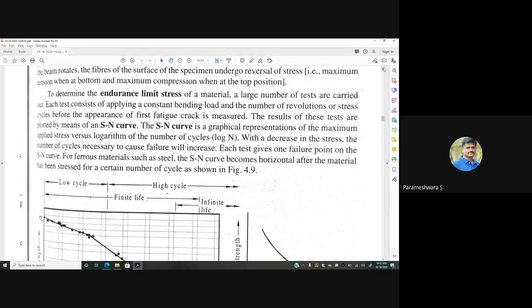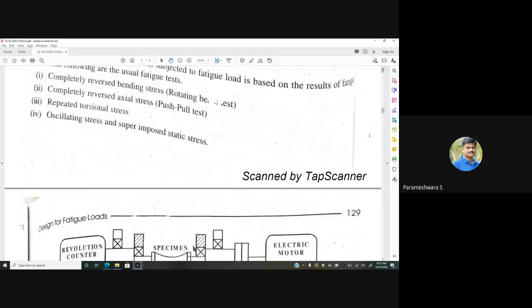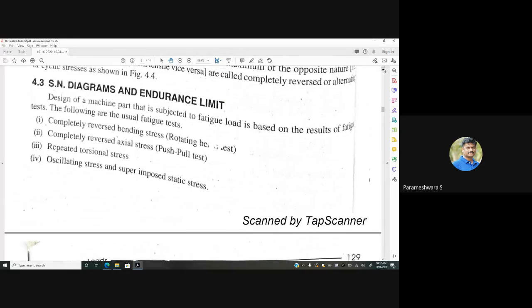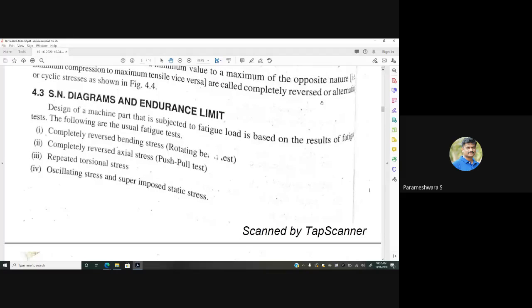So there is one experiment which is used to demonstrate the fatigue phenomena. I'll show that. So this can be the S-N diagram, that is the stress and lifetime diagram of endurance limit, plotted for a condition of completely reversed bending stress or completely reversed axial stress. That is, we call it a push-pull test.